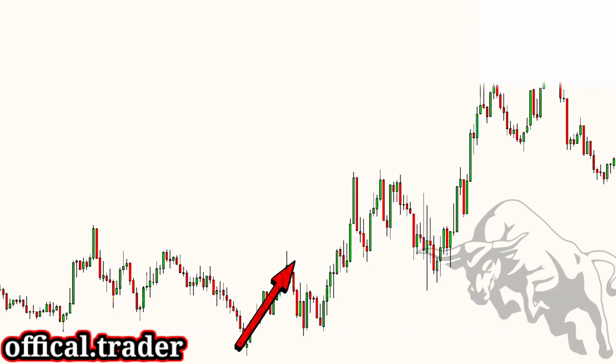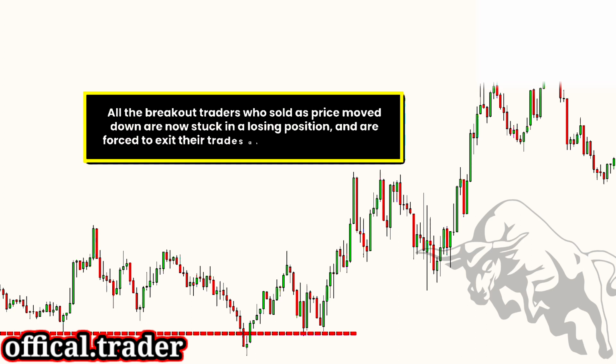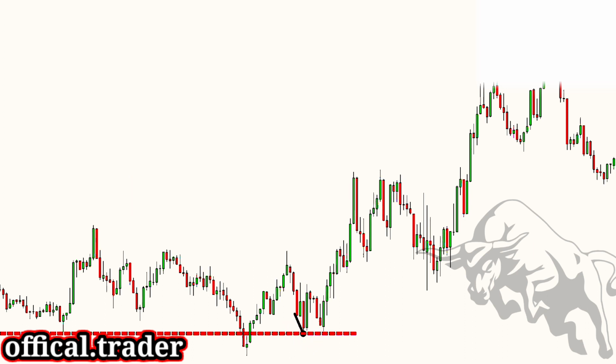Price quickly reverses in the bullish direction, and all of a sudden we're back above the level we just broke below. All the breakout traders who sold as price moved down are now stuck in a losing position and are forced to exit their trades as price continues higher. The best trade opportunity here comes in the form of a retest of the key level. An entry place here would allow us to use a tight stop loss at the previous low. This is an excellent scalping trade, where we are able to profit from other traders being trapped in a losing position.